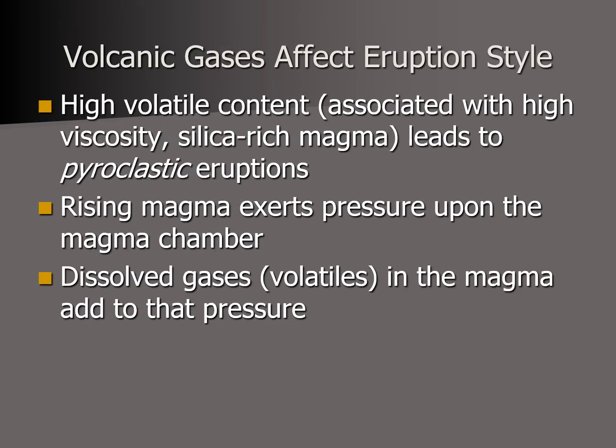Okay, so volcanic gases, how do they affect eruption style? If you just write down the first bullet here, I think that would be okay. Magma that has a high volatile content, like you might get with a felsic, silica-rich magma, is eventually going to lead to pyroclastic eruptions, the big scary gray cloud type of eruptions like we saw with Mount St. Helens back in 1980. So we're going to go through some of the steps on how that happens and how these volcanic gases can lead to big scary eruptions.